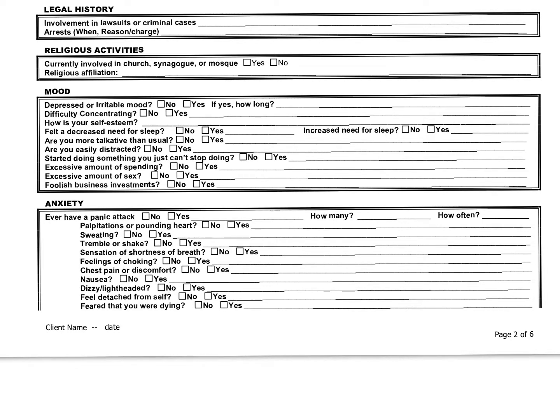Have you ever had heart palpitations, a pounding heart? Did you experience this during your panic attack? Were you sweating? Were you shaking, trembling? Did you have a sensation of feeling short of breath? Did you feel like you were choking? Did you have chest pain or chest discomfort? Were you nauseous, dizzy, lightheaded? Did you feel detached from yourself? Did you feel like you were dying? All these are symptoms of a panic attack.